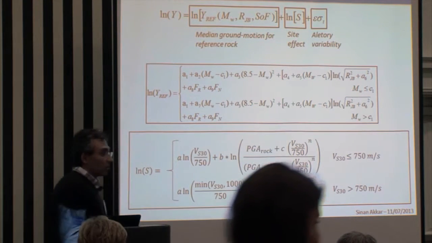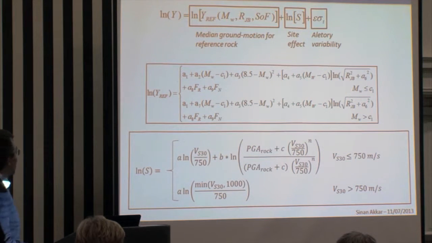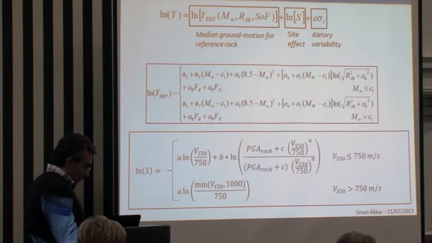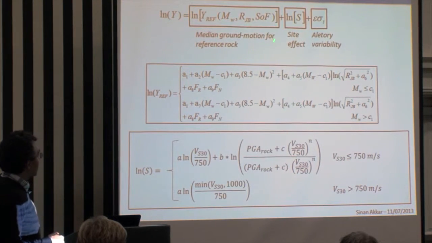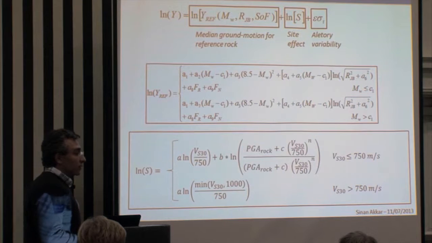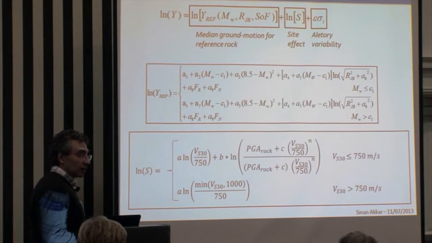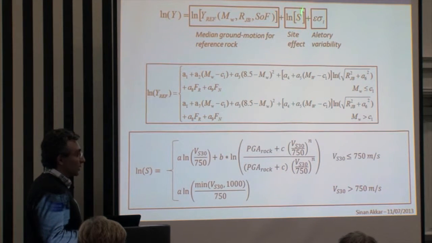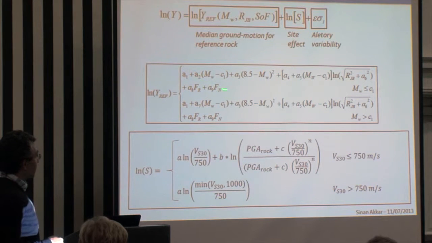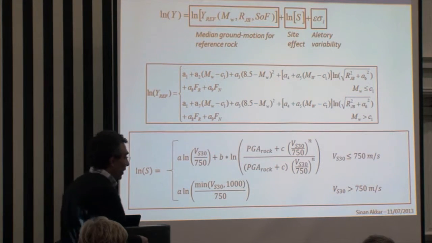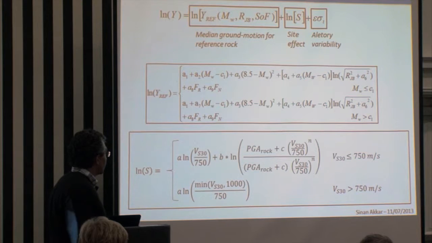All right, so this is the functional form of our predictive model. We have a backbone equation which estimates the median ground motion for reference rock, which is described by VS30 equals 750 meters per second, and then we are adding the nonlinear site model, and then we have, of course, the aleatory variability. The backbone functional form considers quadratic magnitude scaling with a hinging, and the hinging magnitude is 6.75.